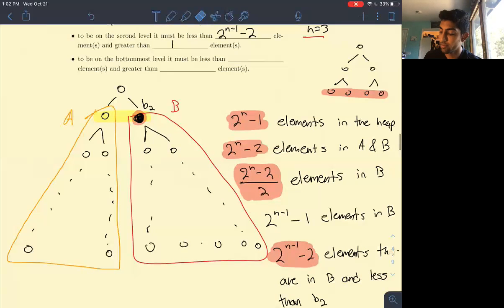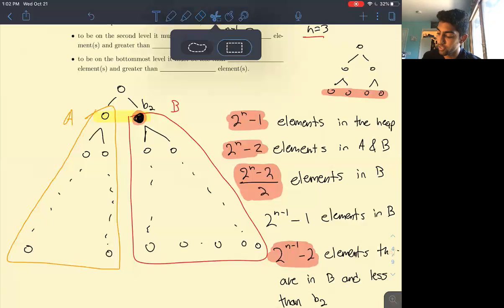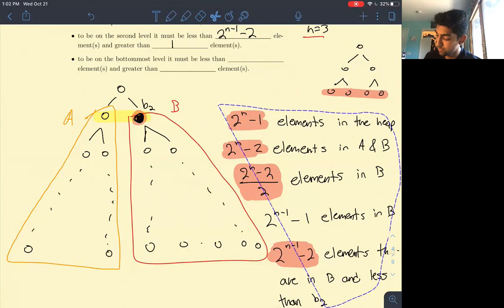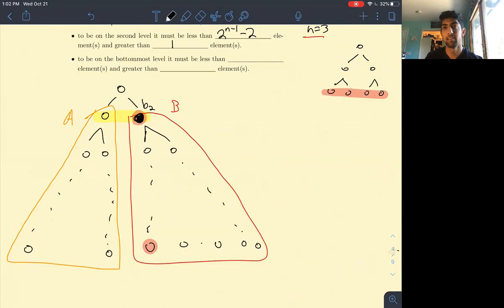For something to be on the bottom level, it must be less than blank elements, and it must be greater than blank elements. Actually, let me first clear some of this work. Okay, perfect. So let's look at an arbitrary element on the bottom level. Let's say that we choose this element right here. For it to be at the bottom level, it must be less than, should it be less than anything? It might be the biggest thing in the heap, right? In that case, it's less than 0 elements, right? Because it's the biggest thing.